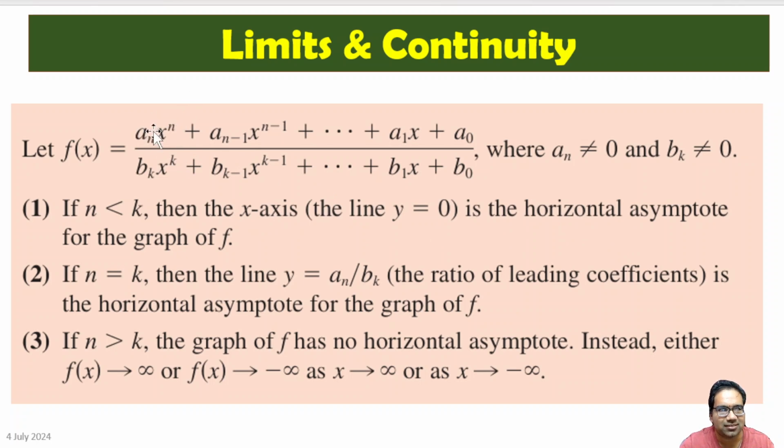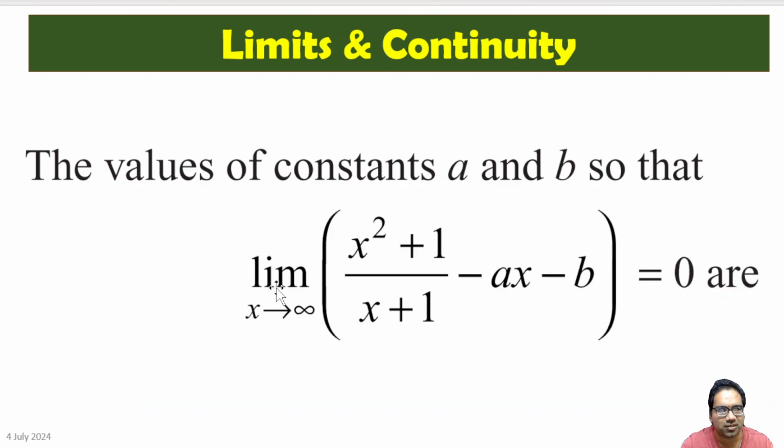The numerator will grow much faster. For example, if x power 5 is here and x power 3 is here, then x power 5 will grow much faster than x power 3. So there will not be any horizontal asymptote, rather this will tend to infinity. We all discussed that. When x tends to plus infinity or minus infinity, that is the horizontal asymptote. Basically, limit x tends to infinity is actually a horizontal asymptote. Now here, for this rational function, the horizontal asymptote is 0.